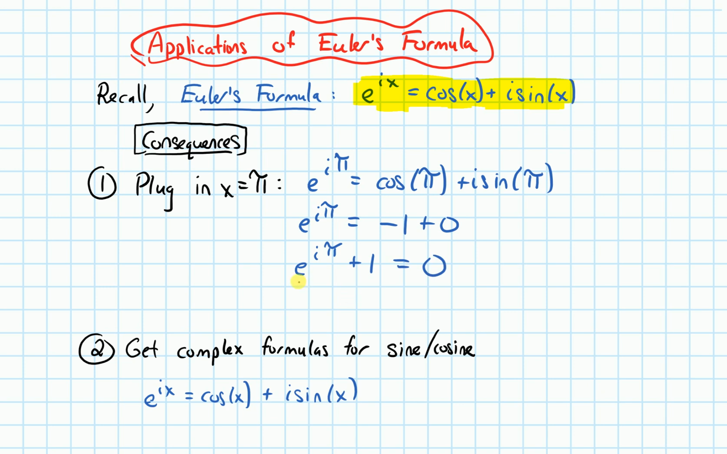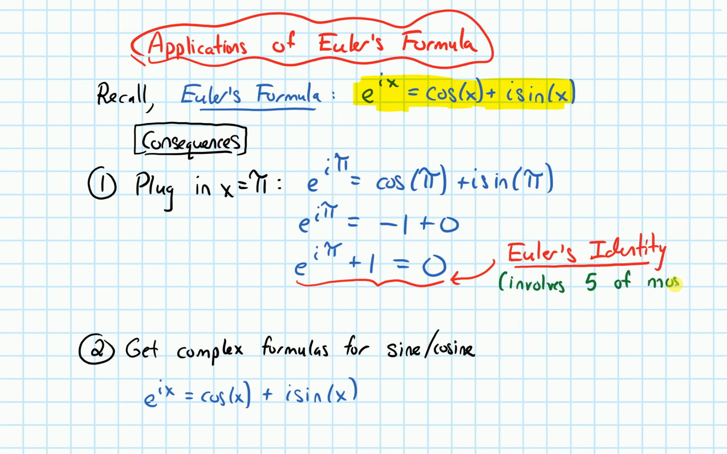And this equation here is referred to as Euler's identity. And one of the reasons why it has a special name is because this equation involves 5 of the most important numbers in math. It has 1, it has 0, it has pi, it has e, and i all combined into this one simple looking equation.